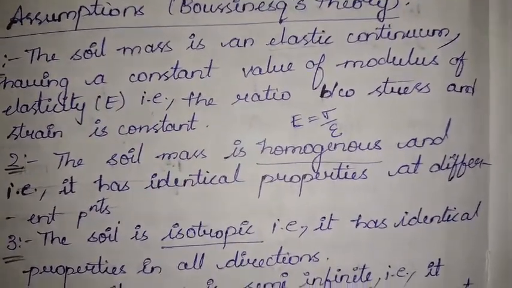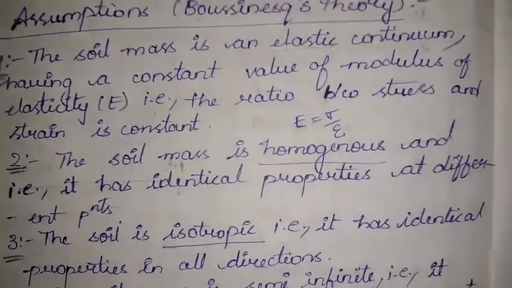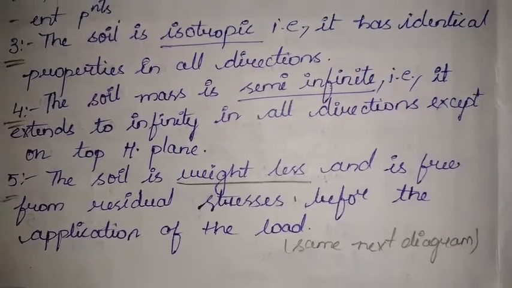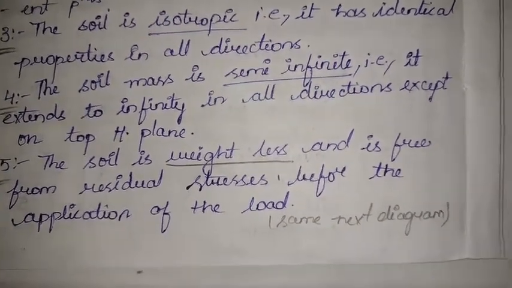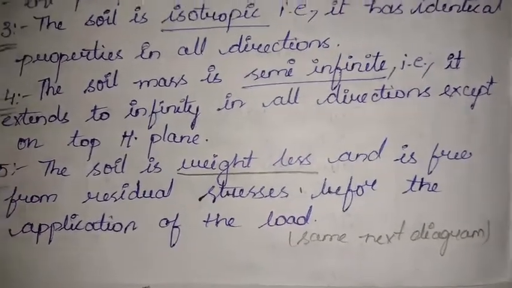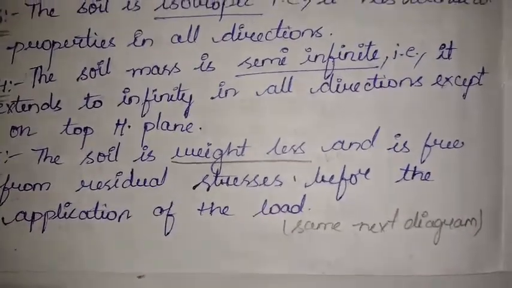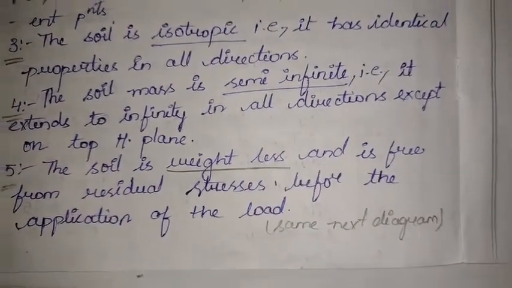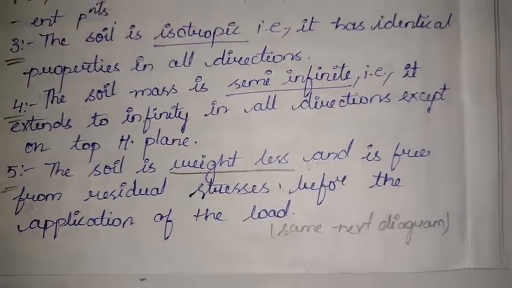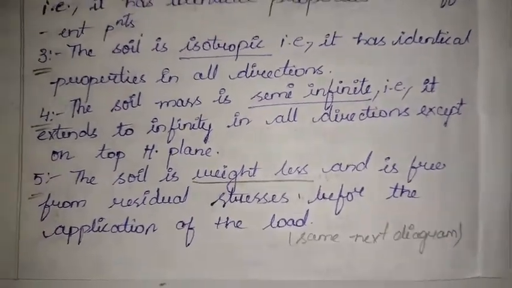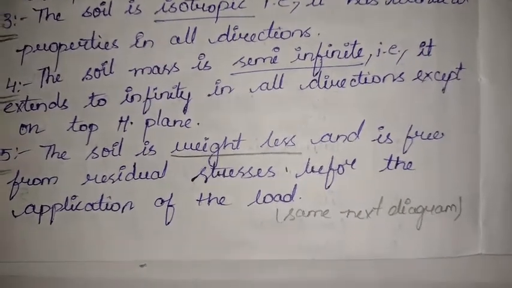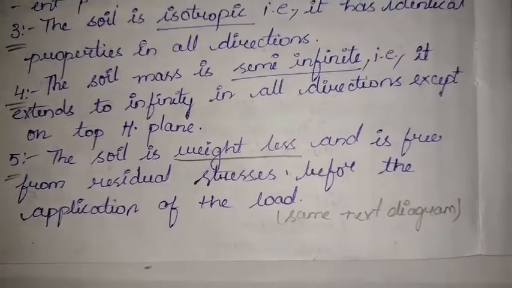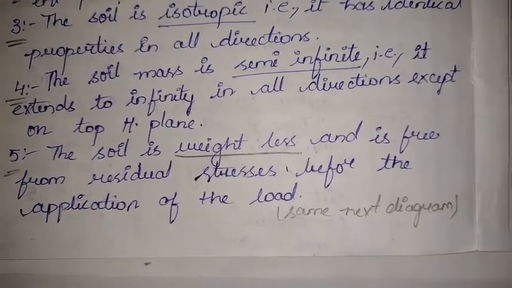The soil mass is homogeneous, and the soil is isotropic, that is, it has identical properties in all directions. We are just talking about the mechanical properties when the term isotropic comes up. Whenever we talk about homogeneous, that means the material is the same throughout the medium. The soil mass is semi-infinite, that is, it extends to infinity in all directions except on the top horizontal plane. Except on the top horizontal plane, in all other directions, the soil mass is infinite.